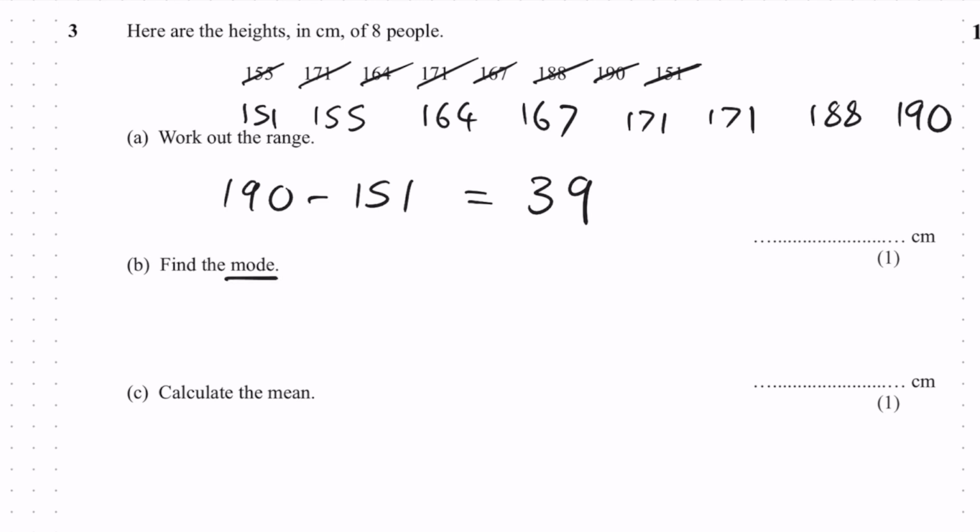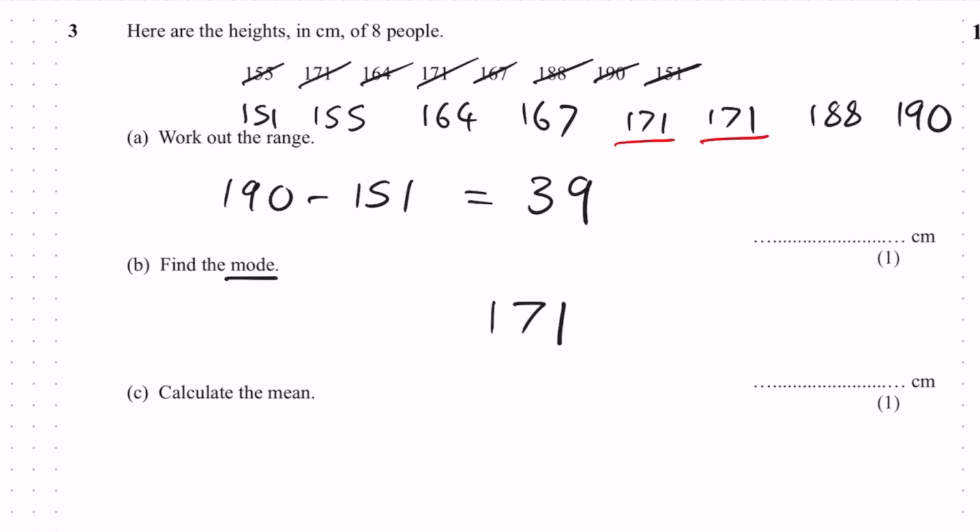Next one, I'm looking for the mode. So again, always underline the key word in the question. I'm looking for the mode, the most frequently occurring piece of data. So have a look. In here, you can see 171 turns up twice. So 171 is going to be the mode in this case.